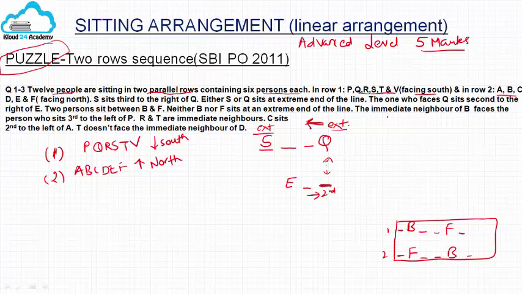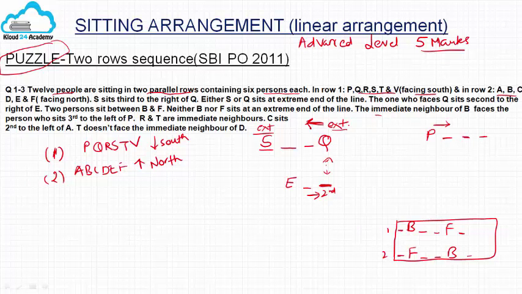Now pay attention to this line. This is tricky and this will help you to solve the question. The immediate neighbor of B faces the person who sits third to the left of P. I repeat, the immediate neighbor of B faces the person who sits third to the left of P. Now P is sitting in the first row which is facing towards south. So P is here and the person who is sitting third to the left of P. So left of P will be this. So 1, 2 and 3.